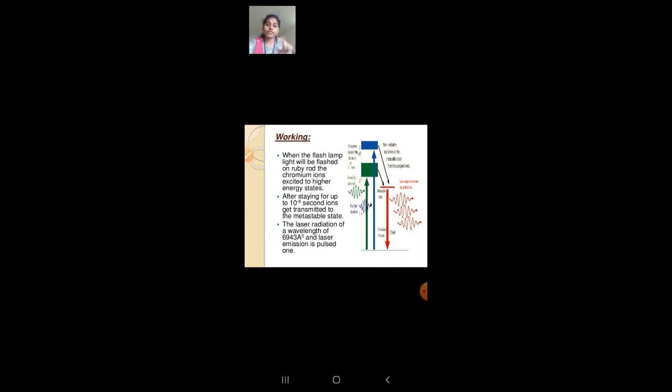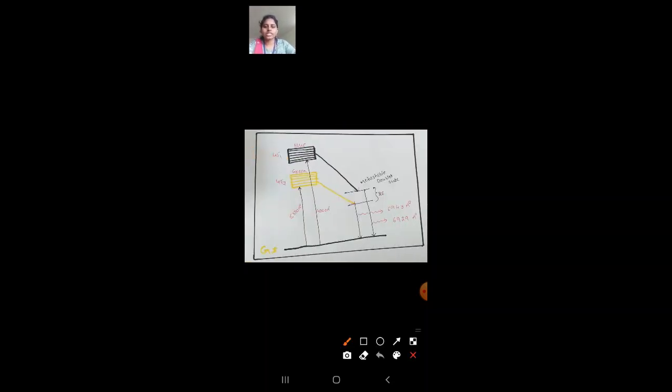So on and off states, that means the output of the laser is pulses, not a continuous process. Suppose we take a helium neon laser, then only the continuous process will be there. But here this is a ruby laser. In this ruby laser, the output is pulsed. So we will see its working. Here we will see this diagram.